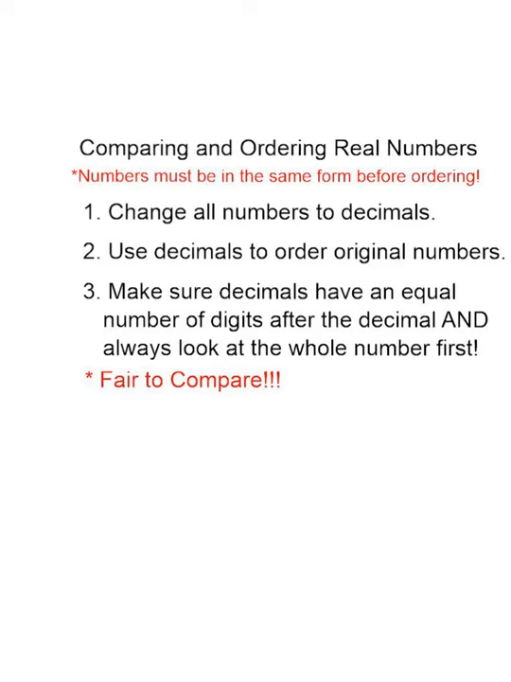And when we first convert the decimals, we want to make sure they have an equal number of digits after the decimal. And we look at the whole number first. We call this being fair to compare.